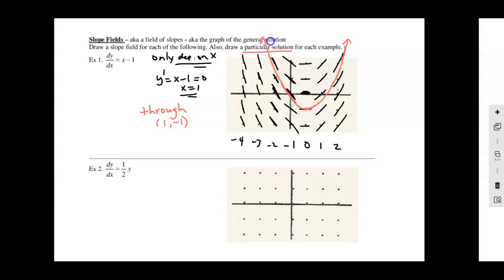This is a lot harder on the smartboard than I thought it was going to be. Instant regrets. Oh well, still better than doing it with the dot cam. So there we have that particular solution through the point 1, -1. Let's do another one, just because I haven't had enough torture yet with this.